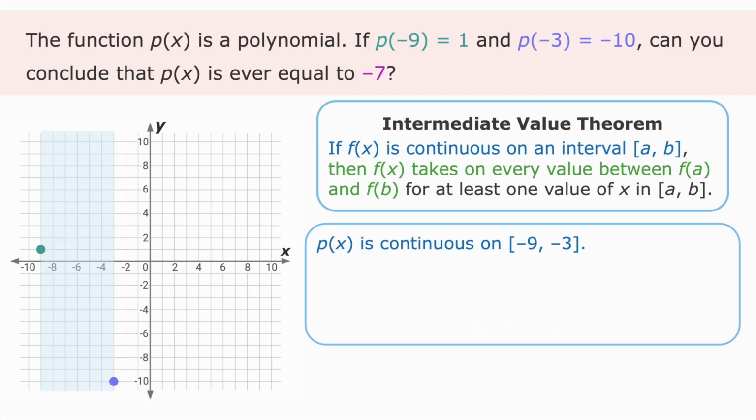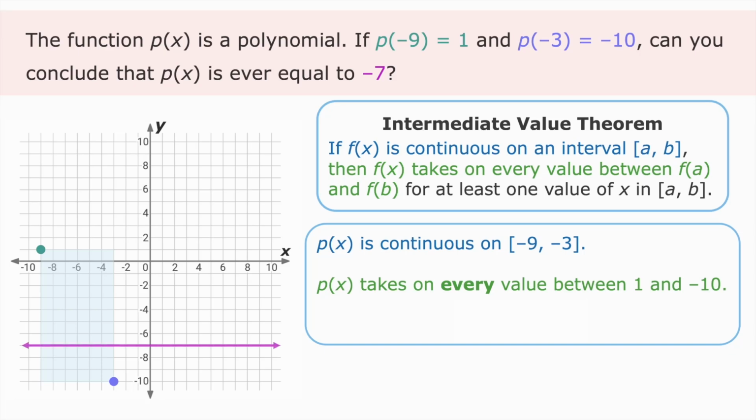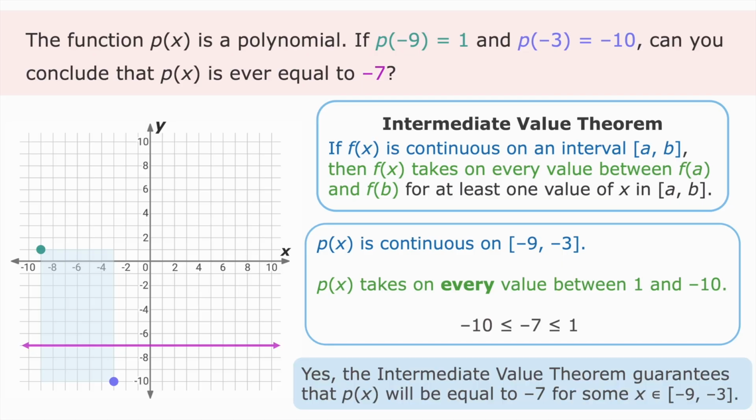That means that p of x takes on every value between p of negative 9, which is 1, and p of negative 3, which is negative 10. The y value negative 7 is here, in between negative 10 and 1. So the intermediate value theorem does guarantee that p of x will be equal to negative 7 somewhere in the interval from x equals negative 9 to x equals negative 3.